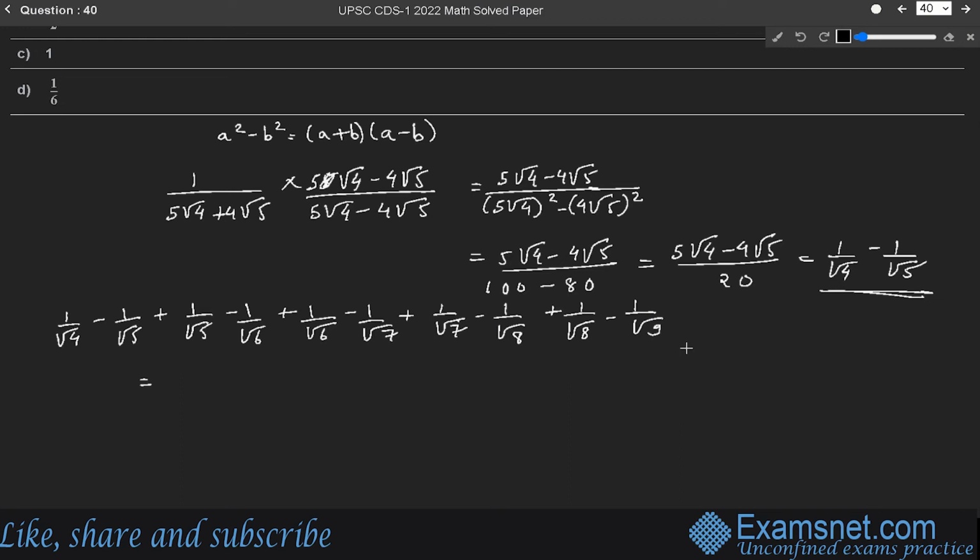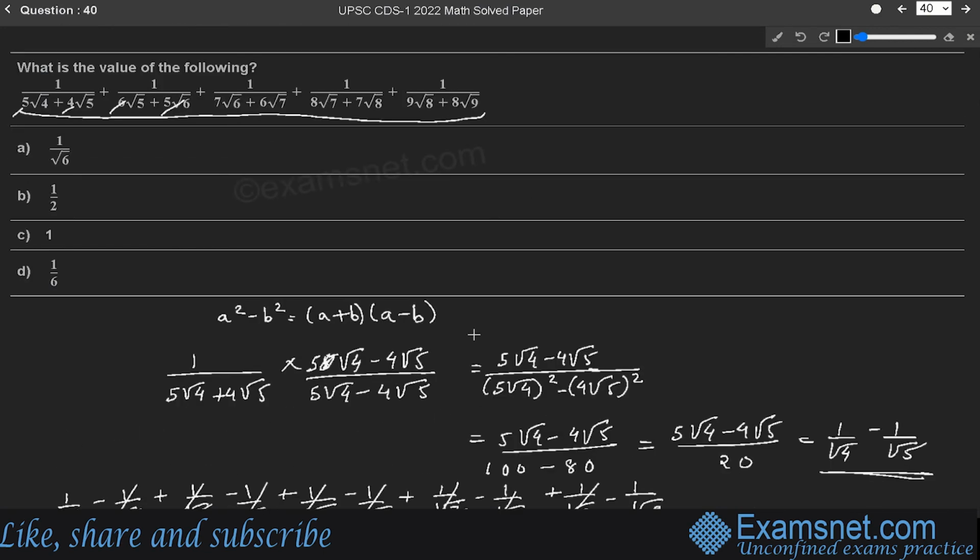So on further solving this, it will be equal to 1 by root 4 minus 1 by root 9, because all the terms will be cancelled, plus minus. Again this is in negative, this is in positive, this is in negative, this is in positive. So the remaining terms are 1 upon root 4 minus 1 upon root 9, which will be equal to 1 by 2 minus 1 by 3, and this will be equal to 3 minus 2 upon 6, which gives 1 upon 6. So the required value for this question is 1 upon 6. Therefore the correct option will be option number D, 1 by 6.